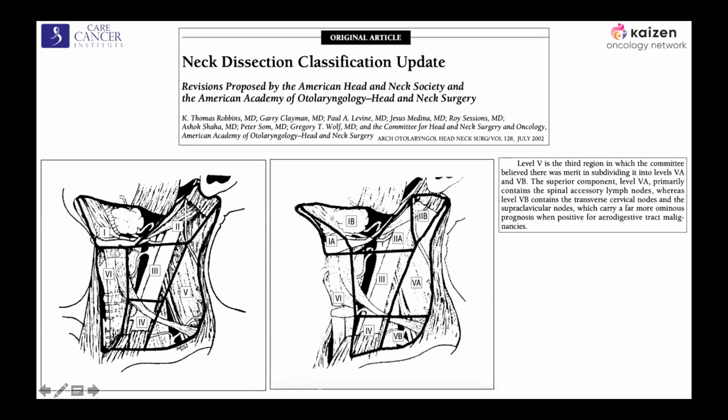In the update, they divided level 5 into levels 5A and 5B. The superior component 5A predominantly contains the spinal accessory lymph nodes, whereas 5B contains the transverse cervical lymph nodes and the supraclavicular lymph nodes. And they used the lower border of the cricoid cartilage as the distinction between 5A and 5B. We'll see how this has changed for our contouring guidelines. So over here, 5A is above the cricoid cartilage, and 5B is below the cricoid cartilage to the clavicle.